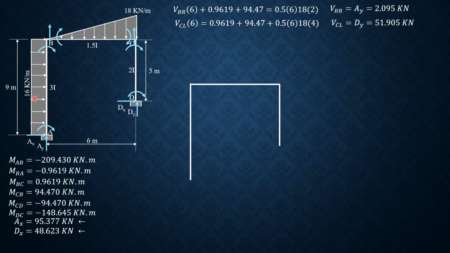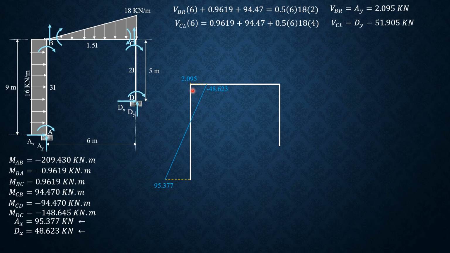So remember, this is the top fiber, the outer fibers, top fiber. So since Ax is 95.377 leftward, it is treated positive 95.377, then minus 16 times 9 or minus 144, so the shear here is negative 48.623, and this distance is 95.377 divided by 16.